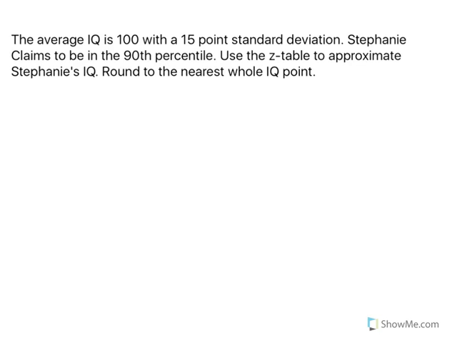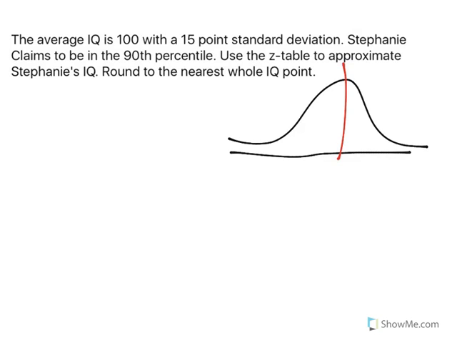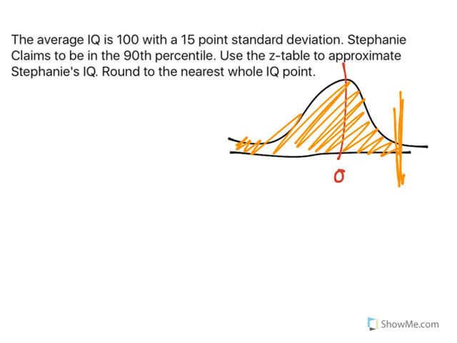Okay, so when you're dealing with percentiles in the standard normal distribution, you know that a Z-score of 0 is in the middle, right? And that means that there's 50% on each side because it's split exactly in half. So the 90th percentile, 90 is bigger than 50, so it's going to be over here. Stephanie is saying that the area to the left of her Z-score and her IQ is 0.9, right? Because 90th percent, 90% is 0.9.